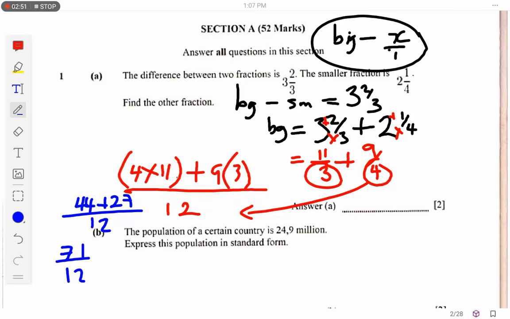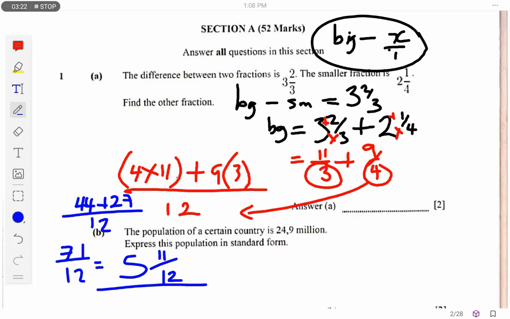We divide 71 by 12 and we get 5. 12 times 5 is 60, so we get a remainder of 11. So our final answer is 5 and 11/12. This is the bigger fraction.